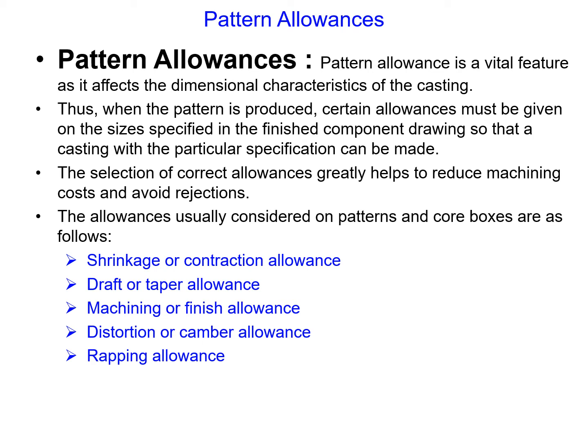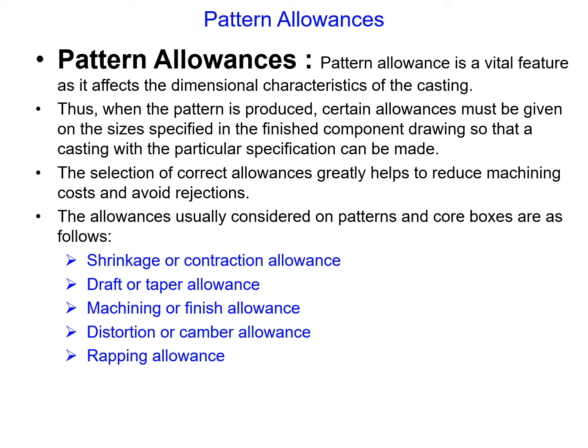Pattern allowance is a vital feature and it affects the dimensional characteristics of a casting. When a pattern is produced, certain allowances must be given, as specified in the finished component drawing, so that a casting with particular specifications can be made. Selection of the correct allowance greatly helps to reduce machining costs and avoid rejections.